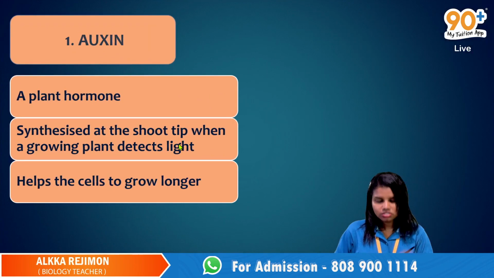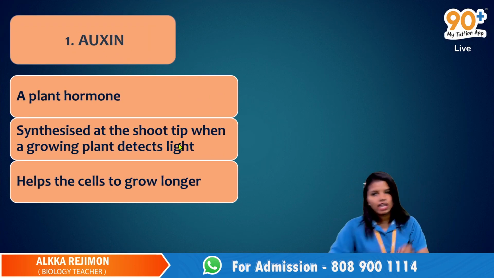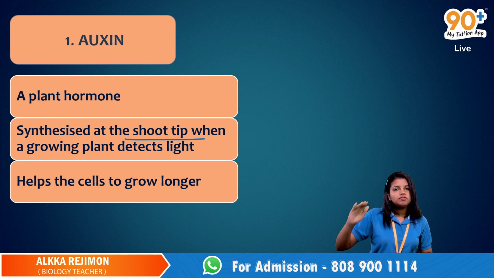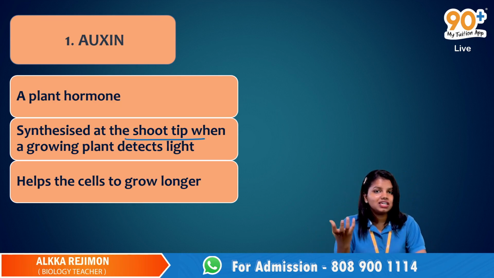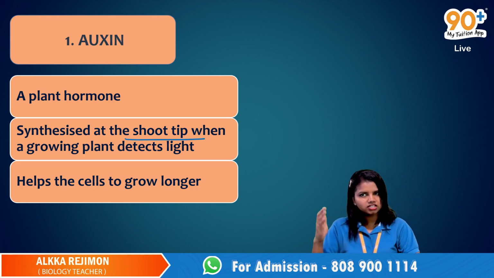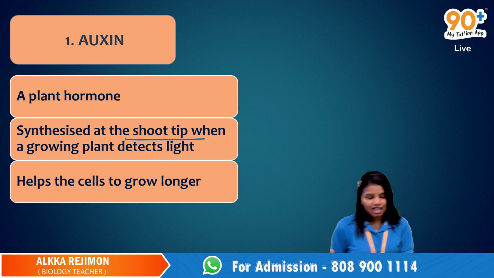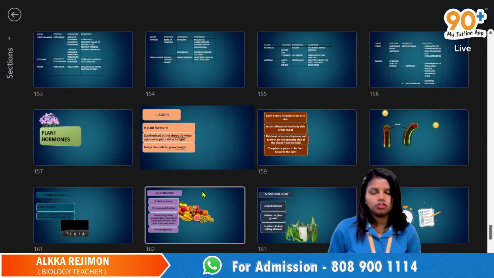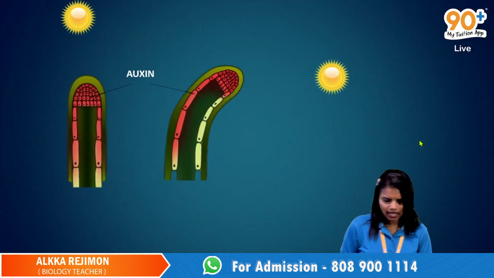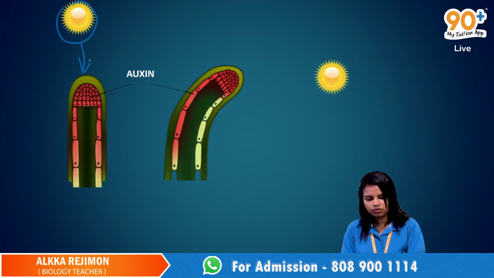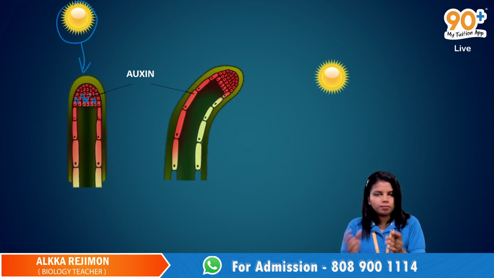So plant hormones, the first and most major one is auxin, which is synthesized at the shoot tip, and it is always produced upon the detection of light. Once the plant stem or the shoot tip detects the light, the auxin production can be seen, and this auxin helps in cell growth. So basically what happens is, here you can see when the sun is here and the light is given from here, the auxin production happens inside the shoot tip, and the plant grows like that.